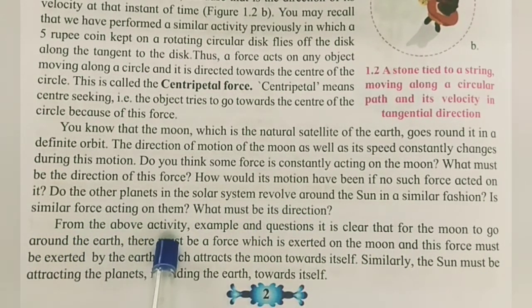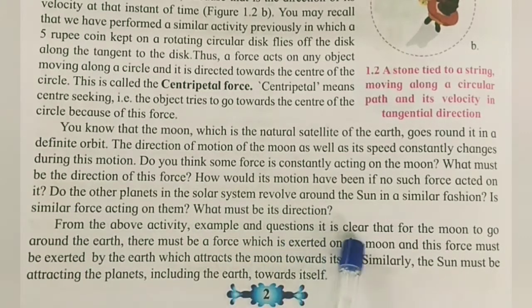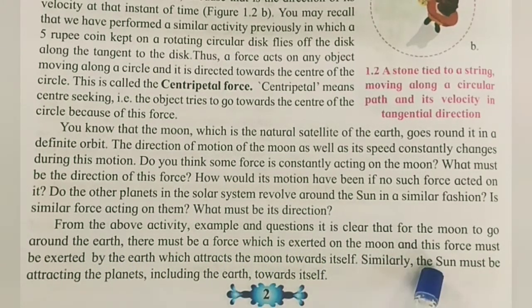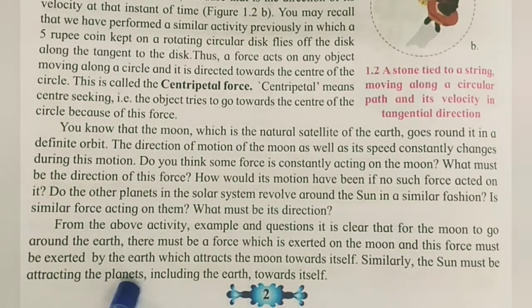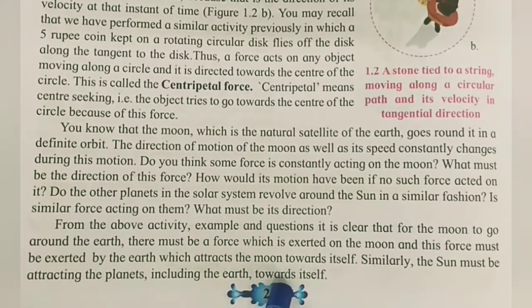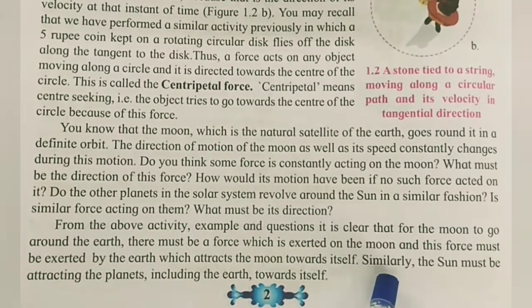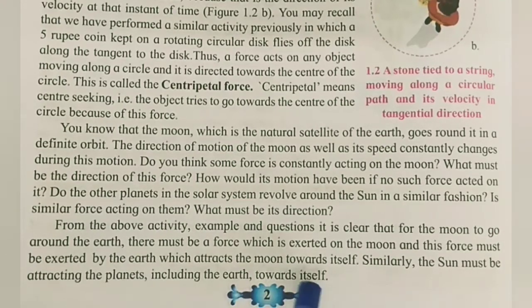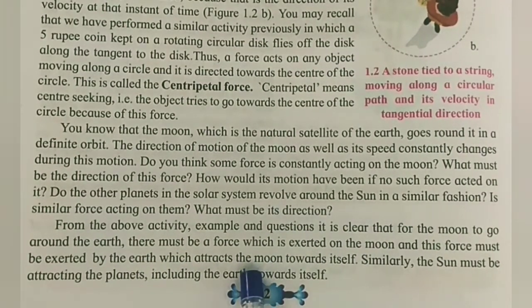So from the above activity, example and questions, it is clear that for the moon to go around the earth, there must be a force exerted on the moon, and this force must be exerted by the earth, which attracts the moon towards itself. Similarly, the sun must be attracting the planets, including the earth, towards itself. So here is given the explanation and the practical example of the moon and the planets of the solar system.